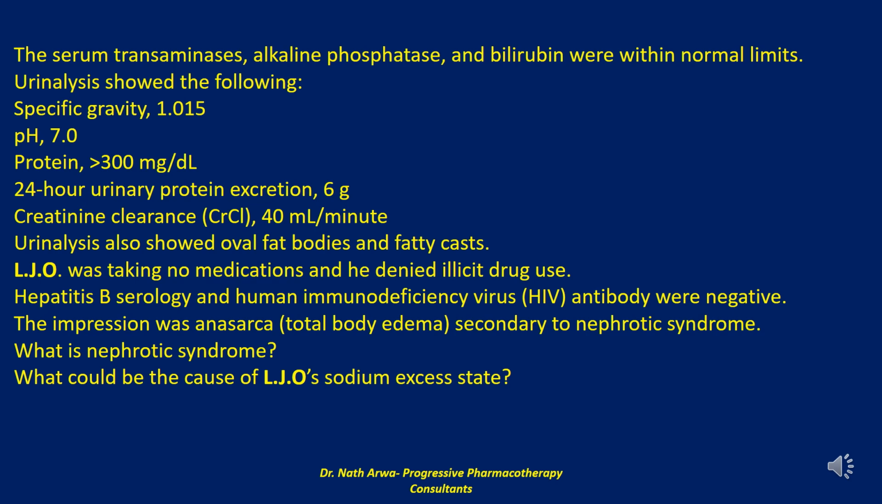LJO's anasarca results from changes in both capillary hemodynamics and renal sodium and water retention. The hypoalbuminemia, 2 grams per deciliter, and proteinuria, that is greater than 300 mg per deciliter, produce an imbalance in the Starling forces across the capillary wall, namely the hydrostatic and oncotic pressures in the capillary and interstitial compartments.